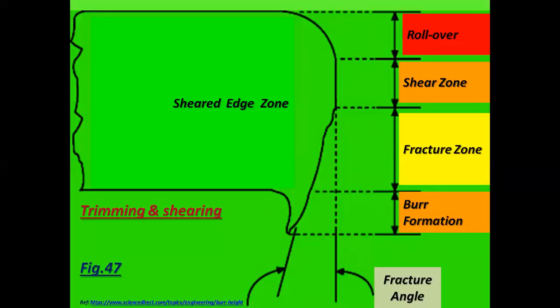Now see the sheared zone and the trimming zone as well as shearing. You just see the rollover portion, the sheared zone portion, then the fractured zone portion, again the burr formation zone. Now see the fracture angle.